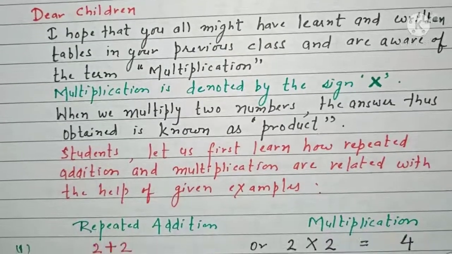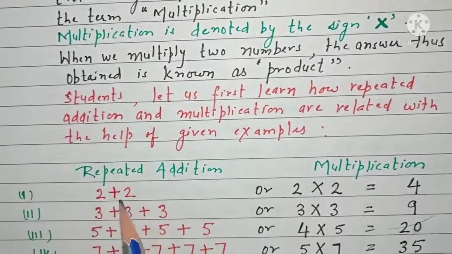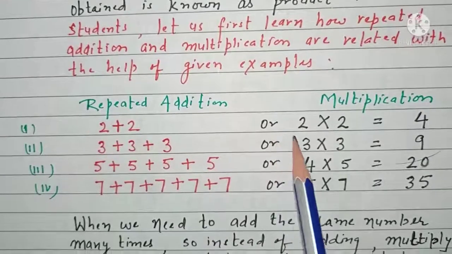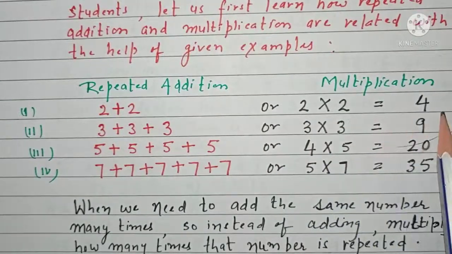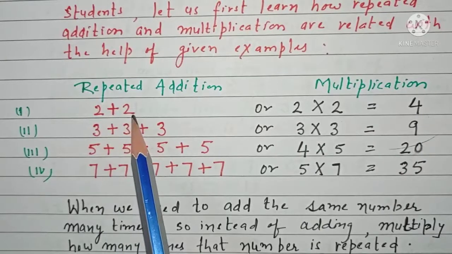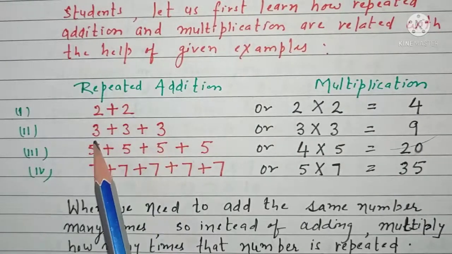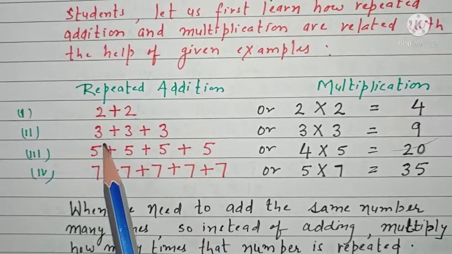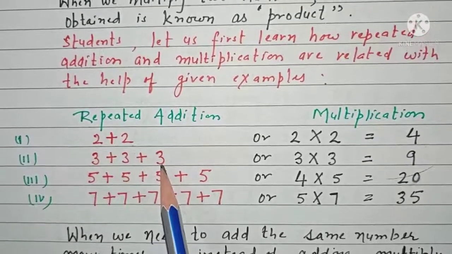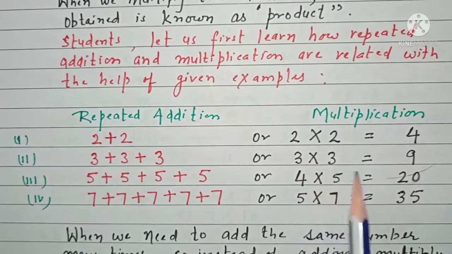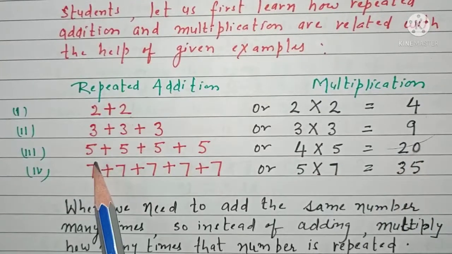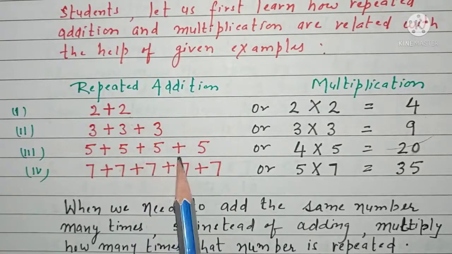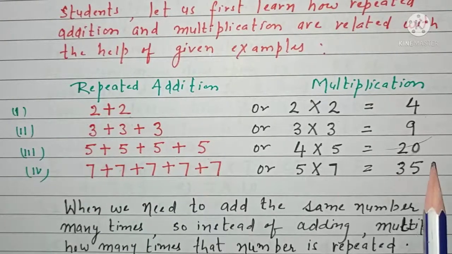Now children, as you can see, repeated addition means when a number is repeated. Here 2 is repeated 2 times, which means 2 times 2 is 4, and also 2 plus 2 is 4. Similarly, 3 times 3, adding of 3, how many times? 3 times. So 3 plus 3 plus 3 gives us 9. That means 3 times 3 is 9. Similarly here, 5 plus 5 plus 5 plus 5. That means 4 times 5 gives us the answer as 20.